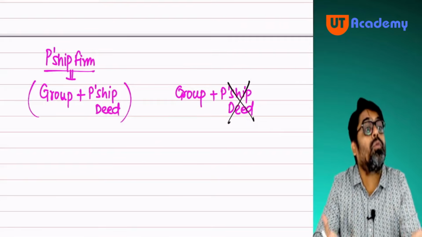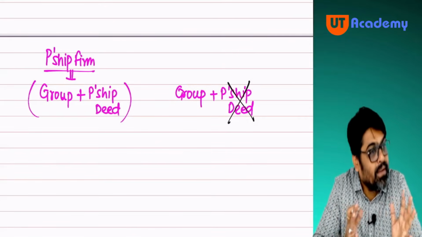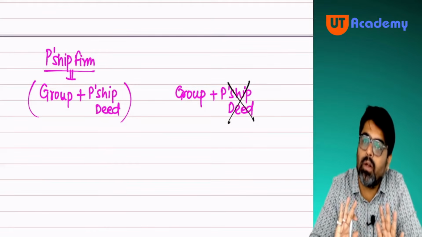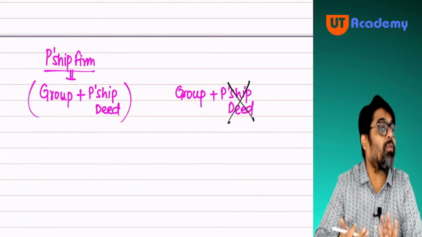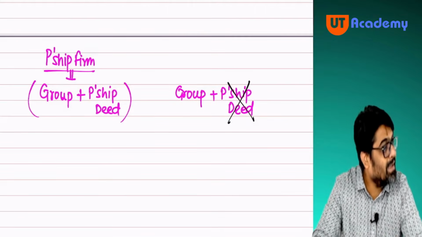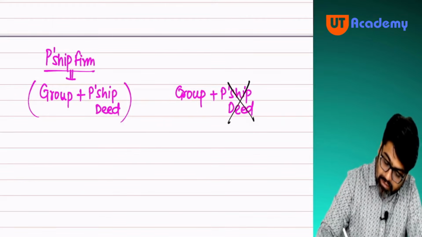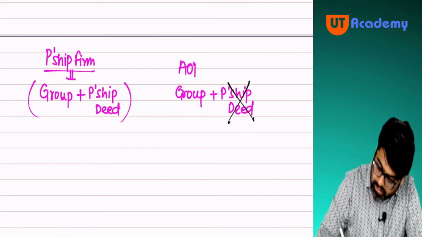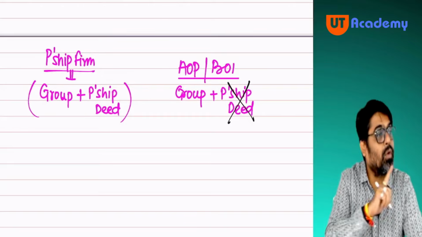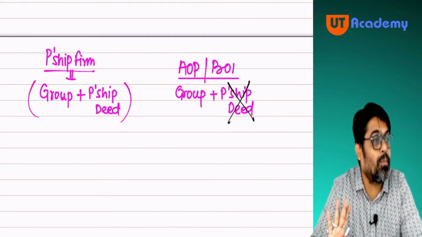So under the Income Tax Act, a partnership firm is what? A group formed with a partnership deed. That group is known as what? But what if that group does not have a partnership deed? Then that group will be treated as either AOP or BOI. Only then the group will be treated as AOP or BOI.